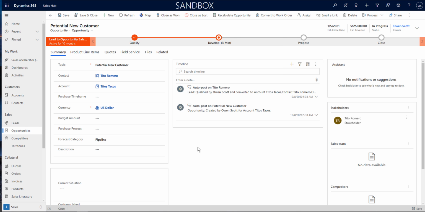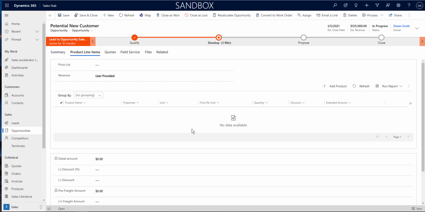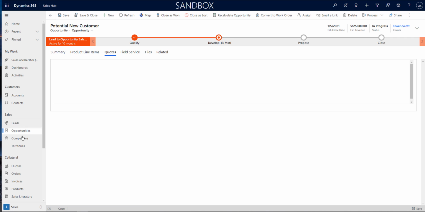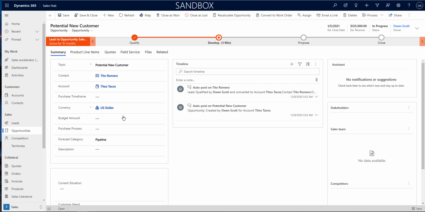If you're working in a system that has products, you're able to actually add product line items, and estimated revenue will be added automatically by adding products. You can even go further with this, where you can turn an opportunity into a quote, and then all the way down the line to order, invoice, and so forth. But this particular demonstration isn't going to focus too much on that. We'll focus on just the basics, which is accounts, contacts, leads, and opportunities.